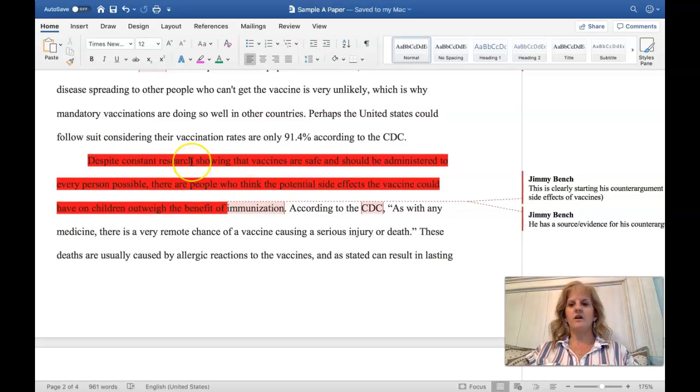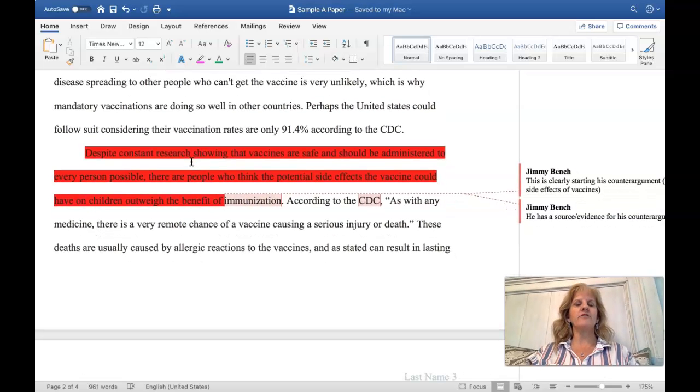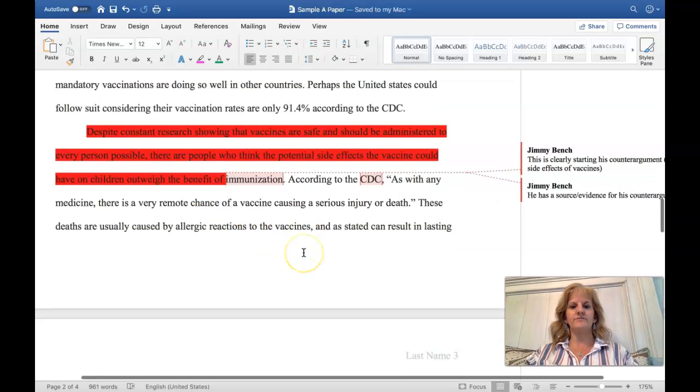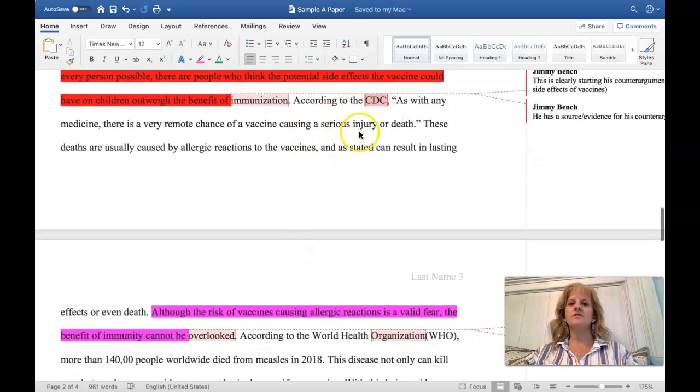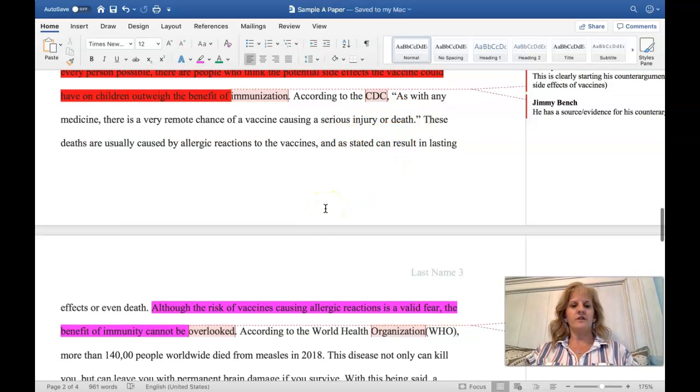And now we're getting to our counter-argument paragraph. Despite constant research, that "despite" is a big word that's going to let me know that he's probably going to change heads on me. So, despite constant research, there are people who think the potential side effects the vaccine could have on children outweigh the benefit of immunization. So it's clearly a counter-argument, so I know that this is going to be his counter-argument paragraph. He uses a source and evidence for his counter-argument. You have to have a source for your counter-argument.